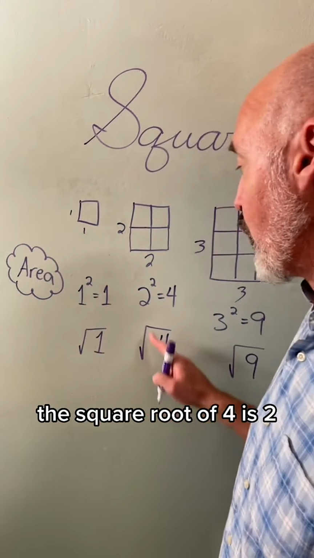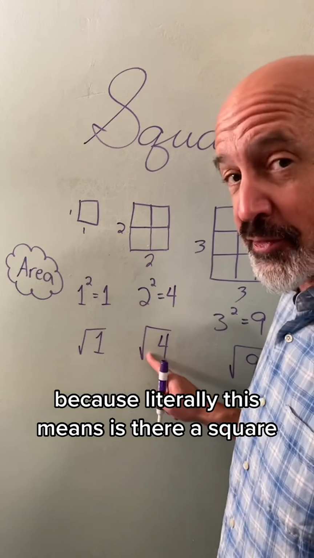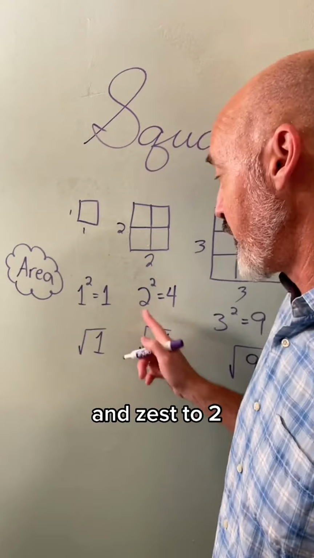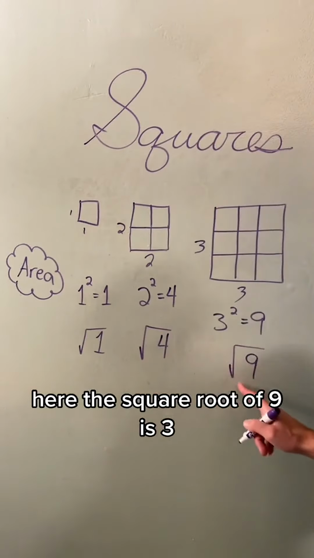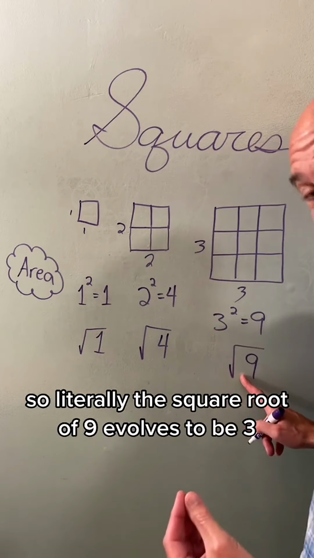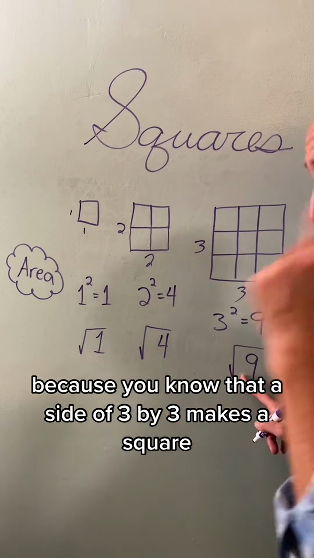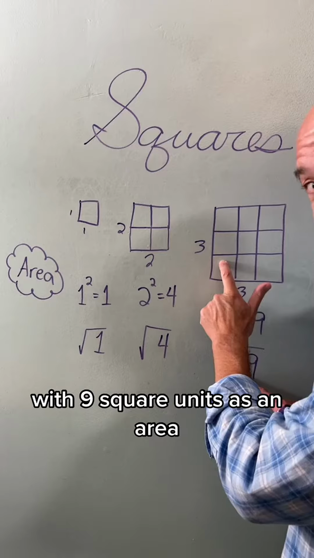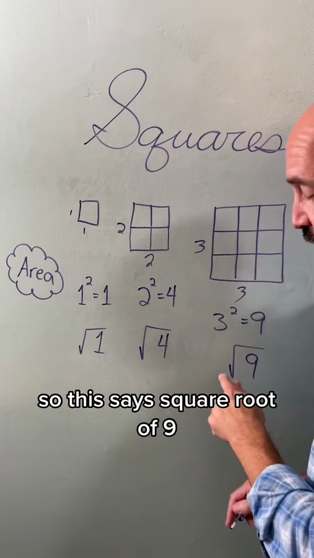The square root of 4 is 2, because literally this means, is there a number where you multiply it by itself to get 4? And yes, it's 2. Here, the square root of 9 is 3. So literally, the square root of 9 you solve to be 3, because you know that a side of 3 by 3 makes a square with 9 square units as an area. So this says square root of 9.